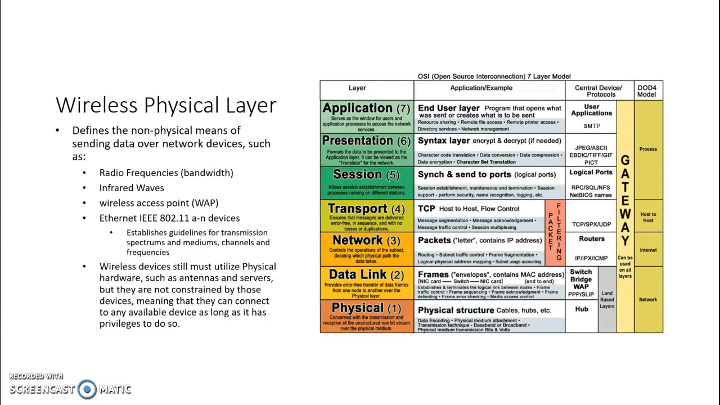On the right, we have another example within the OSI model, such as user applications, logical ports, routers, hubs, and what Department of Defense Model 4 over here correlates to what layer of the OSI model.